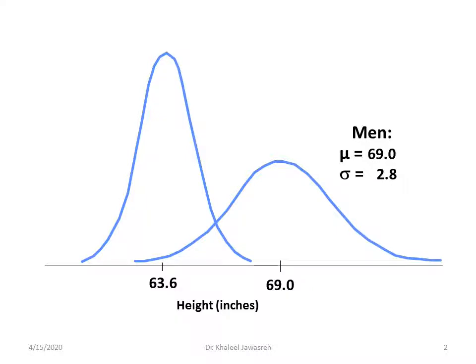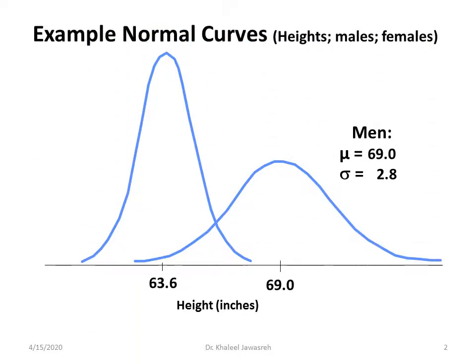Now we have two populations, as you see here. One of them is height in inches. For example, a normal curve of the height of males and females. For the men, the mean is equal to 69 with sigma equal to 2.8. This is the height of the male. But if you go to the women, the mu is equal to 63.6 and sigma is 2.5. If we draw the normal distribution curve, we would see its shape.